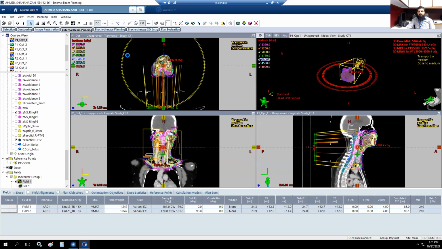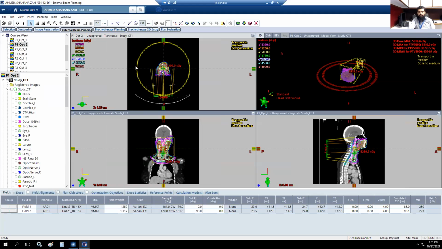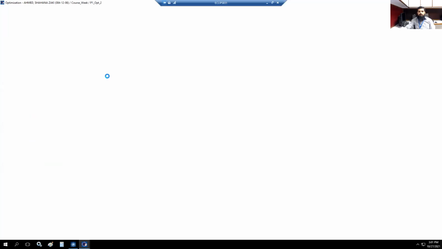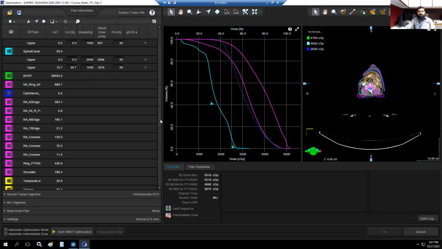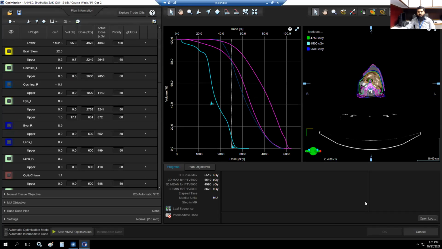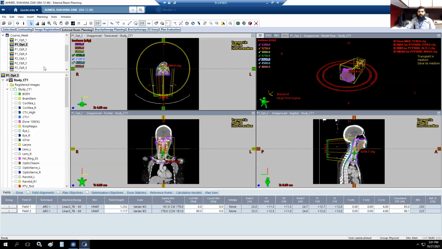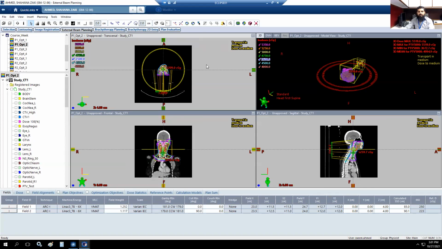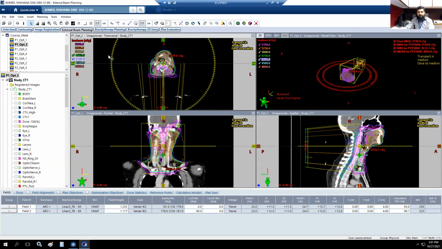Then in the next optimization, I introduced the OARs simultaneously along with the ring structures, and other things were introduced in it. Further optimization was performed, keeping in mind the coverage of the PTV along with the OAR doses over here.